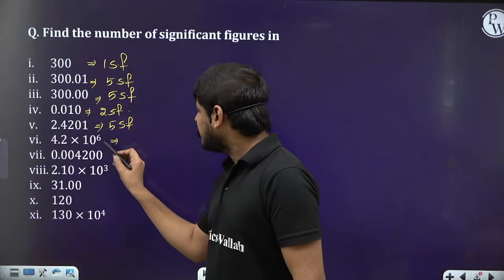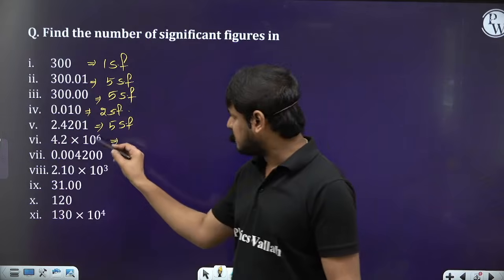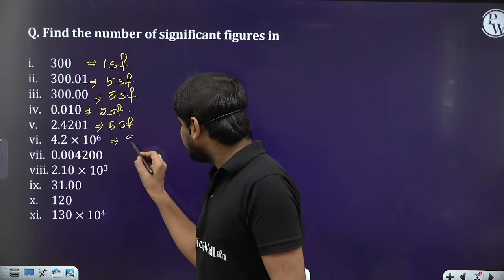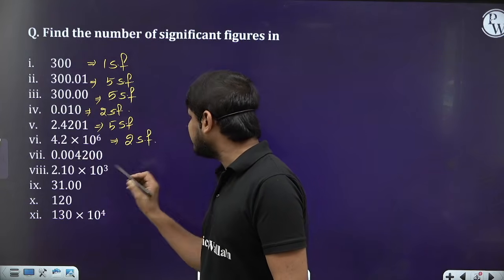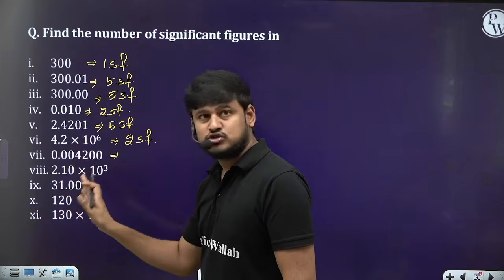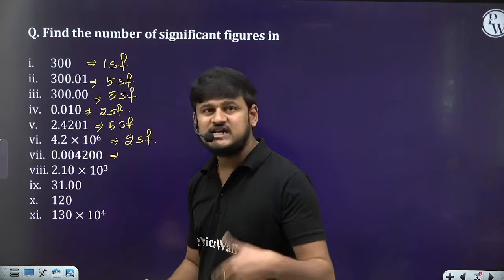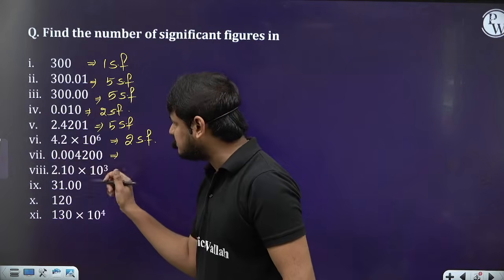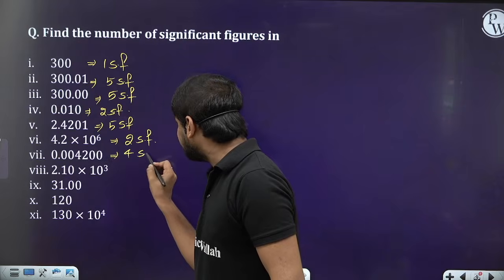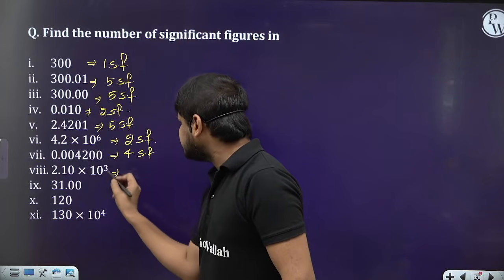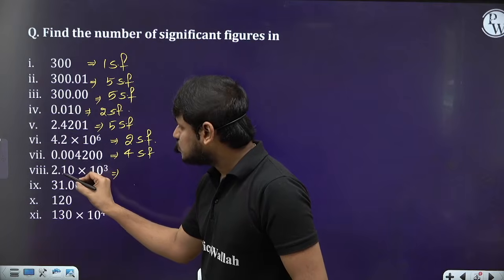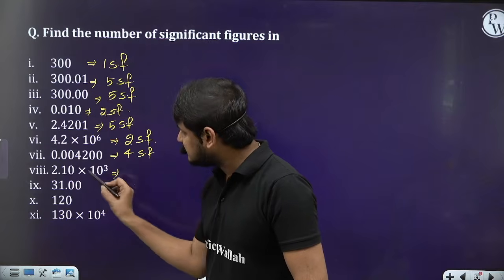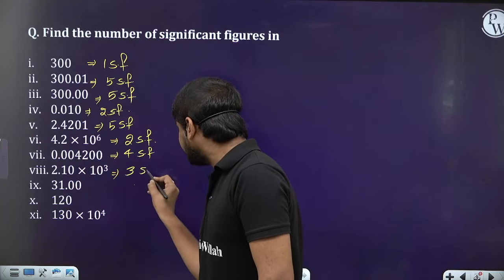And then here, the order is insignificant. 10 to the power 6 is the order, which is insignificant. 4.2 has only two significant figures. And then here, the initial zeros before and after the decimal are insignificant. These three are insignificant and the ending zeros after the decimal are significant. Therefore a total of 4 significant figures here. Then the order is insignificant and 2.10: after the decimal 0 is placed, so the ending 0 after the decimal is significant. So a total of 3 significant figures here.